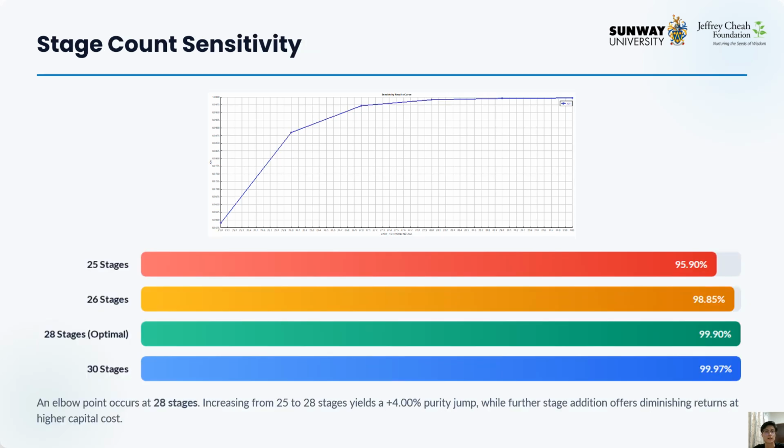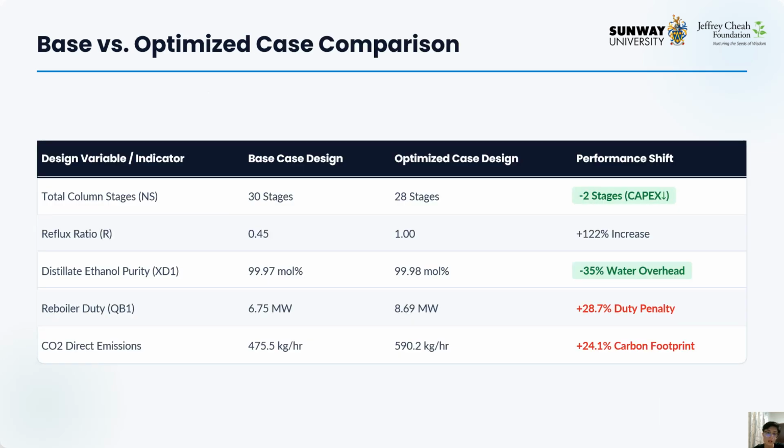Also, analyzing column stage count, we observe a distinct elbow point at 28 stages. Moving from 25 to 28 stages gives a notable plus 4% jump in ethanol purity, reaching 99.9%. But pushing further to 30 stages only gives a marginal 0.07% purity gain, offering very diminishing returns while driving up our capital expenditure. Comparing our base case against our optimized design reveals important trade-offs.